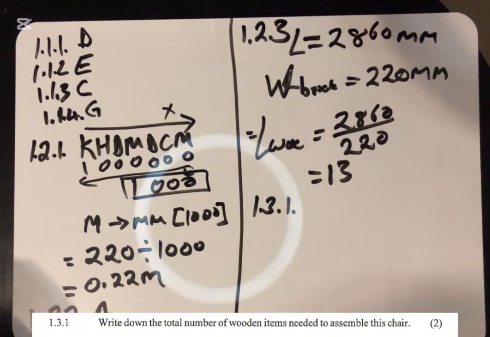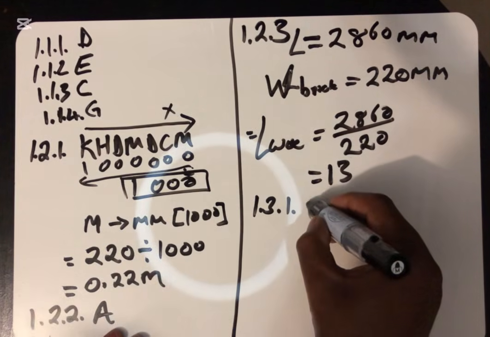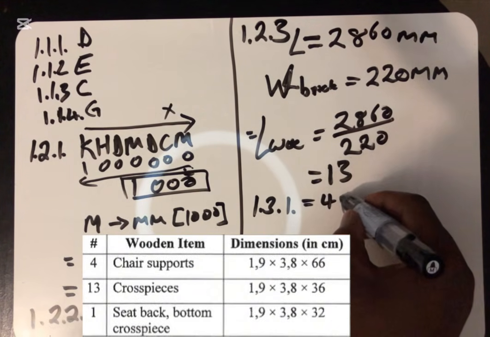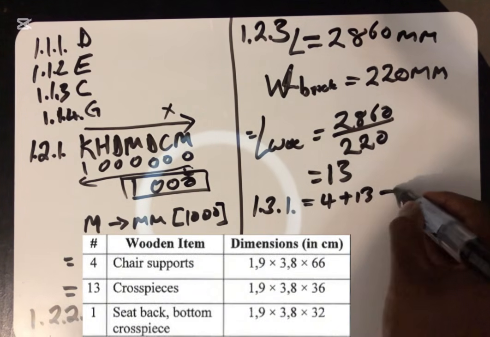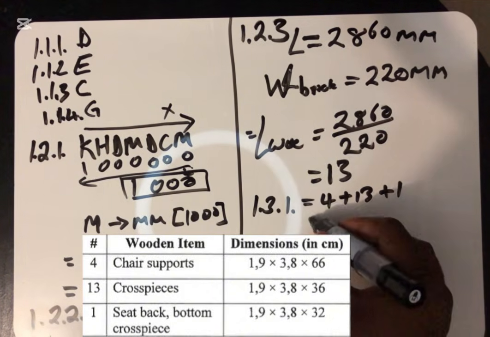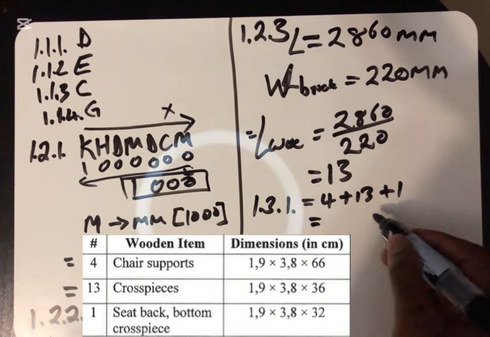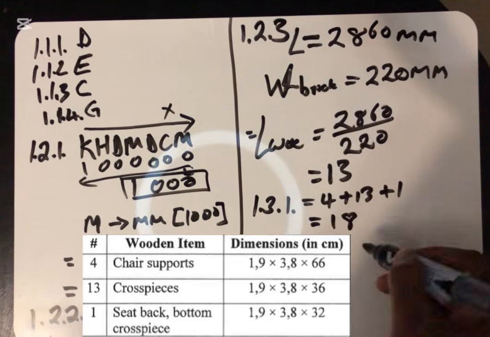Let's look at the first question. Write down the total number of wooden items needed to assemble this chair. The number of wooden items needed to assemble this is equal to 4 plus 13 plus 1, which is equal to what? 18.